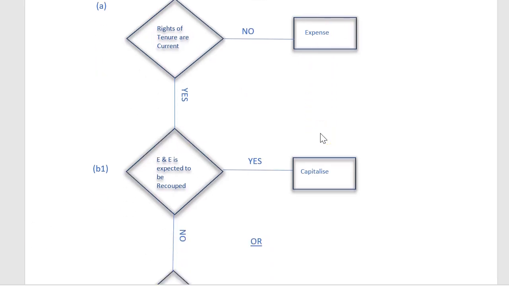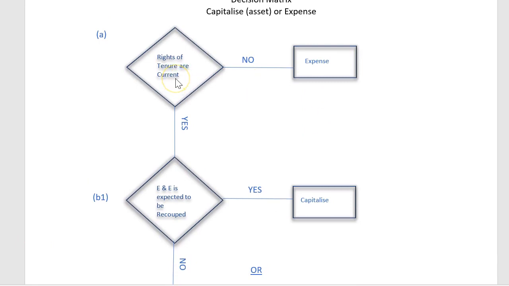First, what you need to look at is whether the mining company has current rights, whether rights of tenure are current, whether they have an expired license. If they have an expired license, or if their license is about to expire within a month or so, then no, they need to expense their E&E costs, or exploration and evaluation costs.